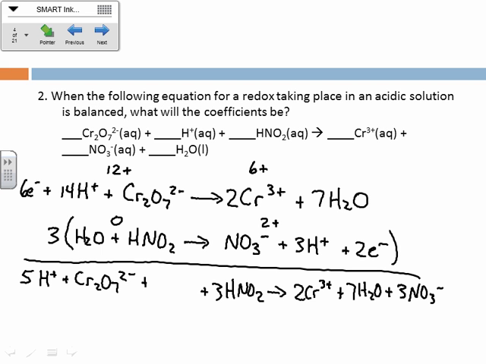Let's just erase these things. And we're going to end up with 4 H2Os on this side. Okay, and then everything should be balanced at that point.